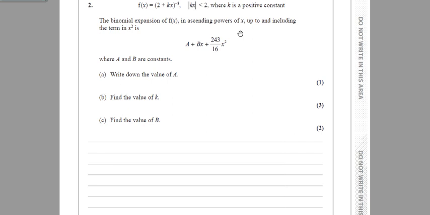Okay, so we've got our next question. Now the next question is binomial expansion, which is usually okay. So if we have a look at what we've got, it's (2 + kx) to the power of minus 3.